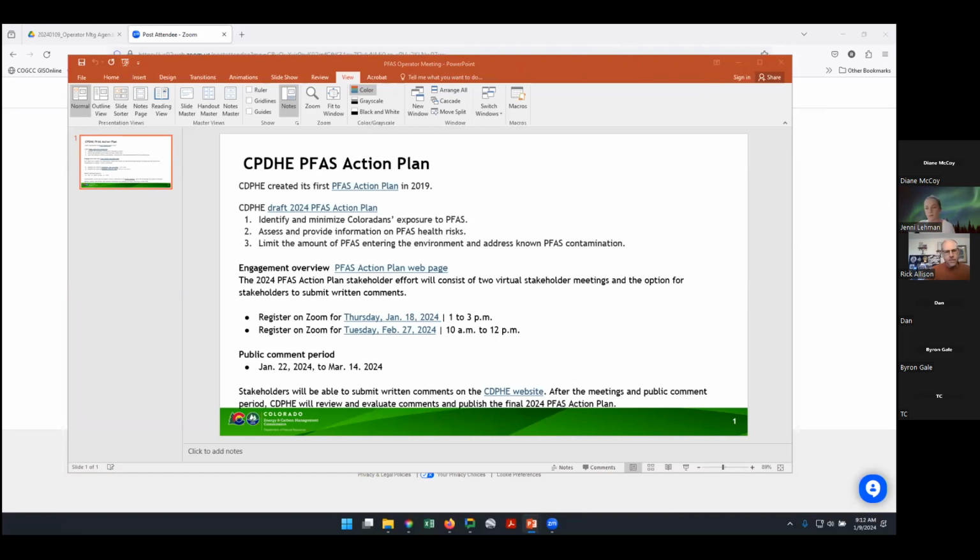extended display. Okay, but if everyone can see the slide, we'll put the slide in the archive too. I guess the point we really want to make is that CDPHE created a PFAS action plan in 2019, and they undertook a sampling campaign.